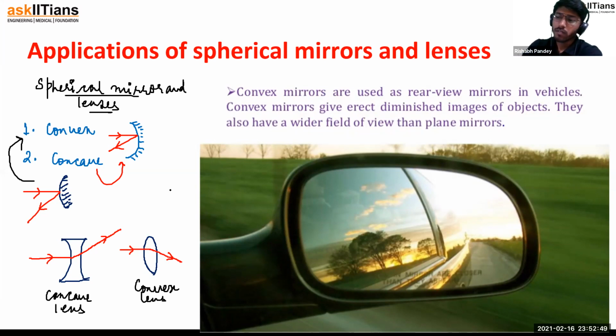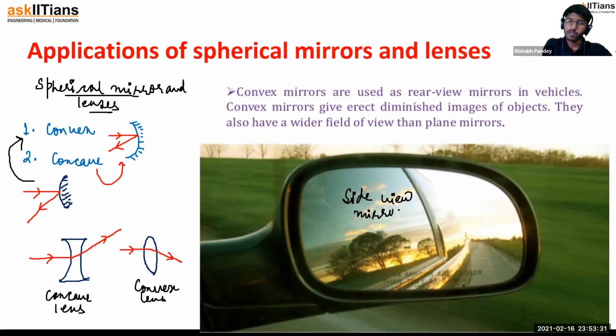Similarly, if I want a mirror which gives me an image which is virtual, and erect instead of inverted, then obviously I will use a convex mirror. So there are different kinds of mirrors for different kinds of uses. It depends upon the person. Like for example, if I need to see this, say this is the side view mirror.